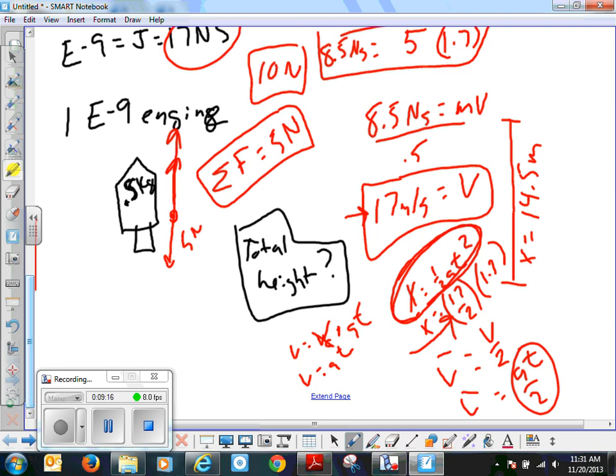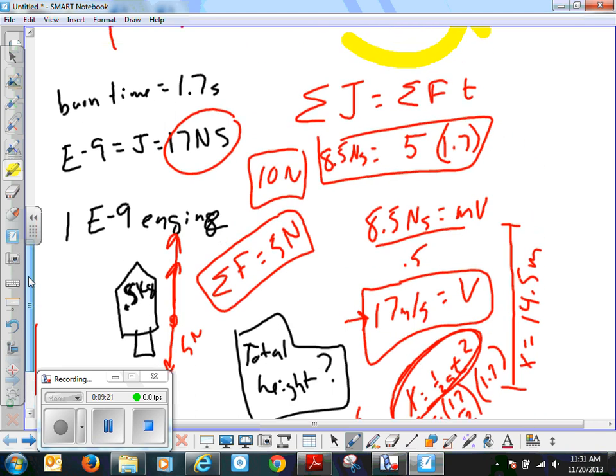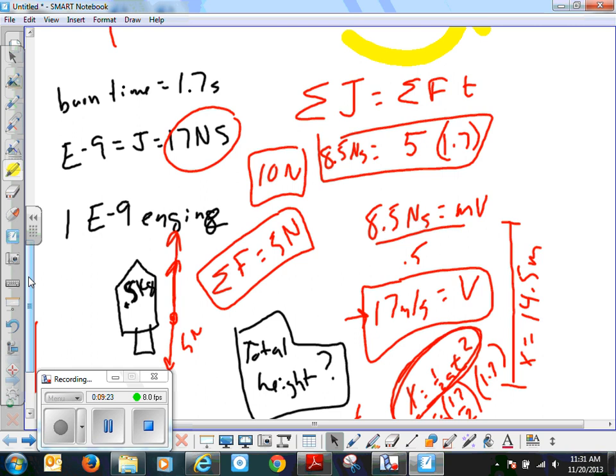So 14.5 meters, but I don't stop there, right? Because I still have a velocity that's going to take me even higher. Okay, so my average velocity now is going to be 17 divided by 2, right? So for my displacement here, it's average velocity times time. 17 divided by 2, because I stop at 0, my high point. And my time then is 1.7 seconds. So what do I get for that?